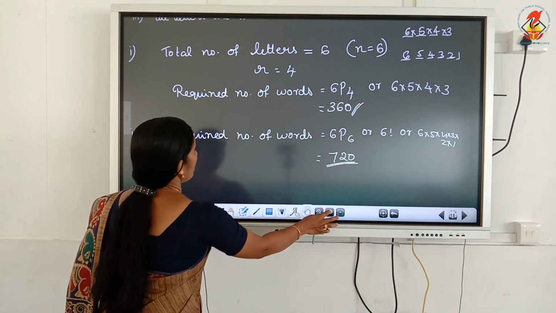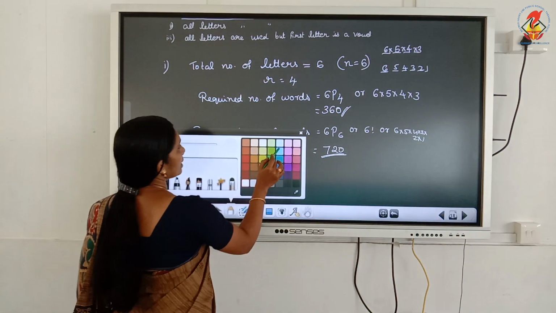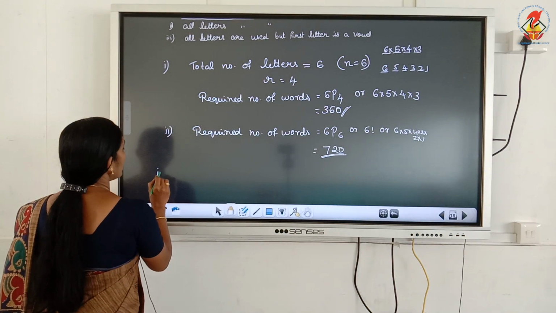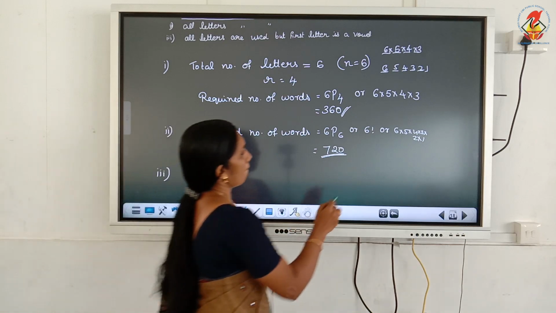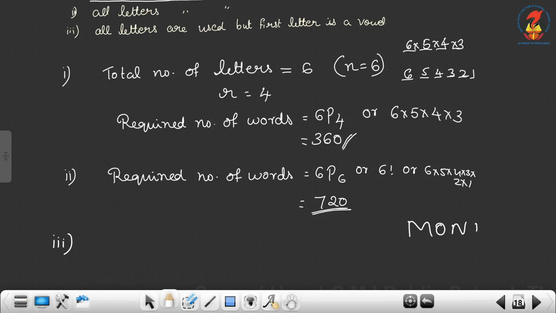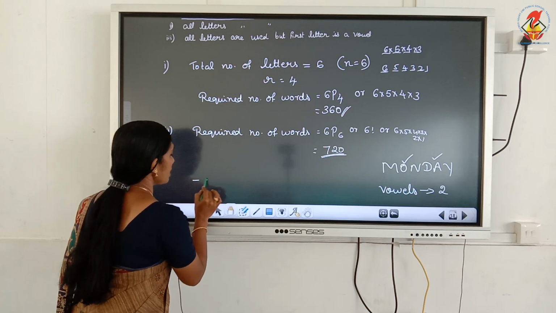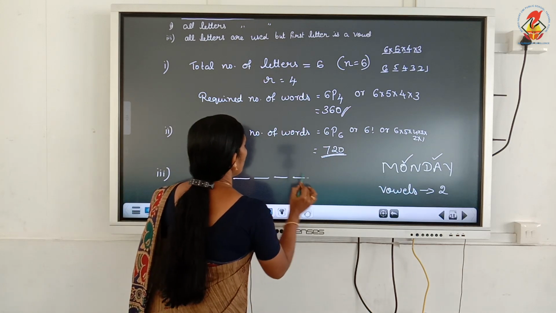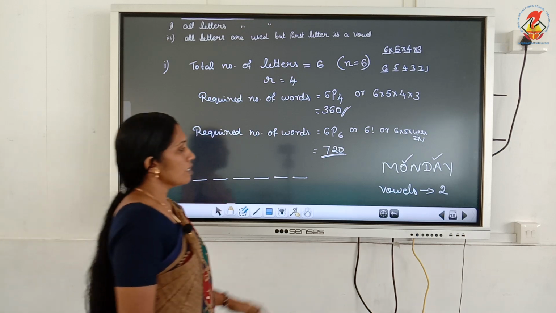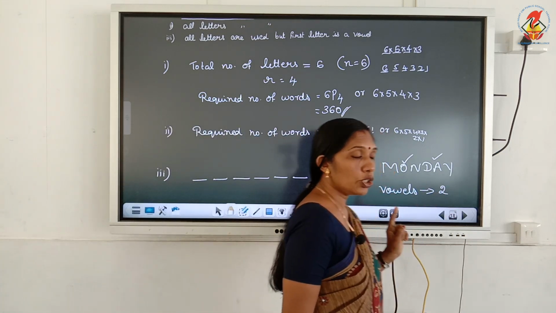Now the third one is, all letters are used but the first one must be a vowel. Monday, how many vowels are here? Vowels means A, E, I, O, U. Here we have O and A. 2 vowels are there. Okay. So first letter must be a vowel. So all letters we have to use, that is 6 letters, but the first letter must be a vowel. So first place we can fill in by only 2 ways.